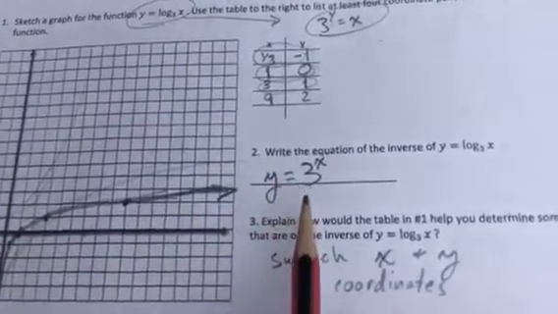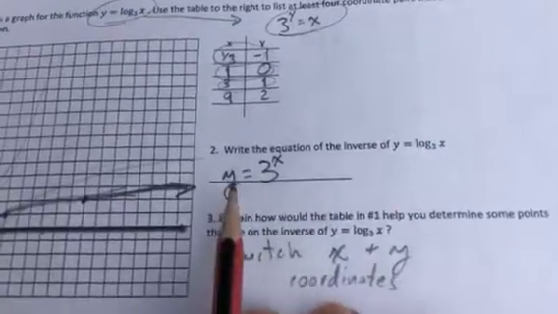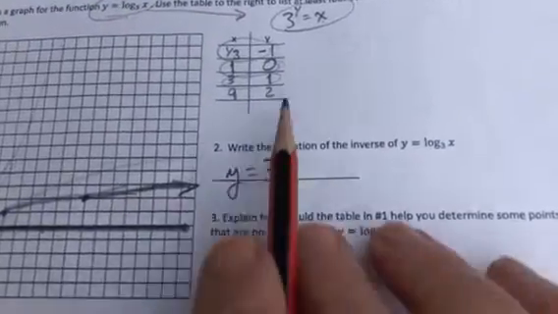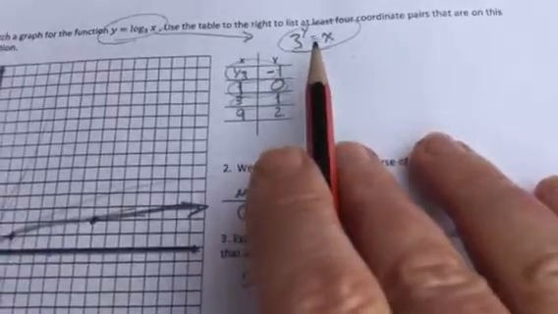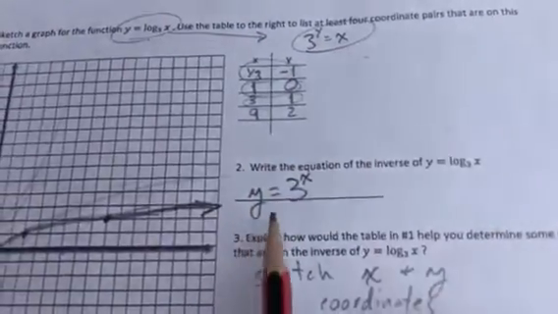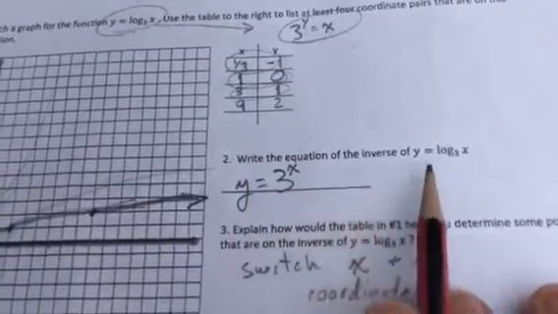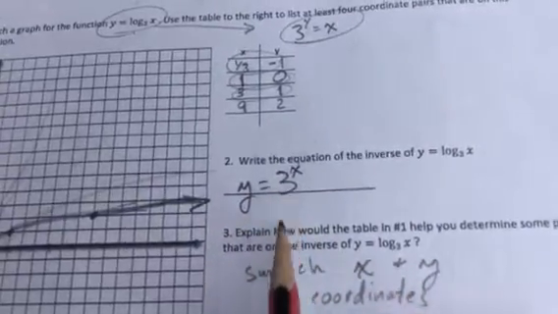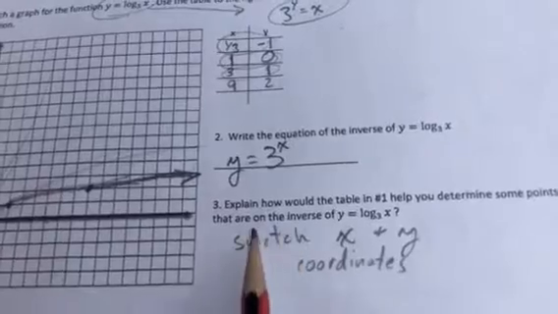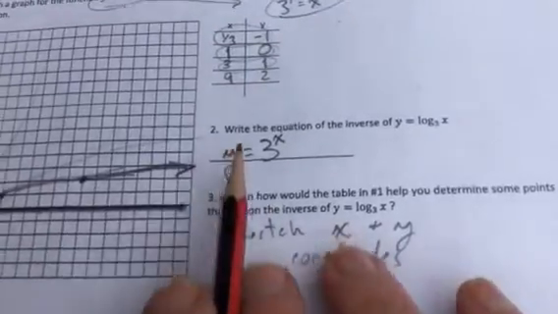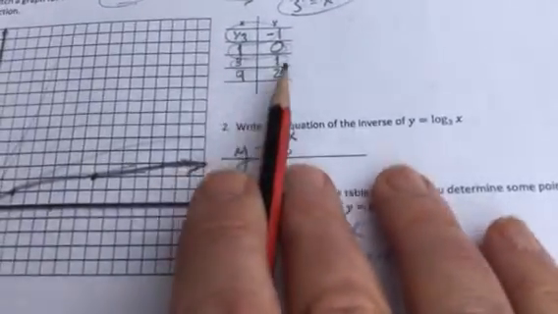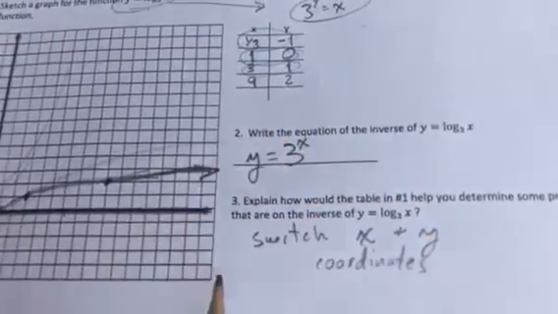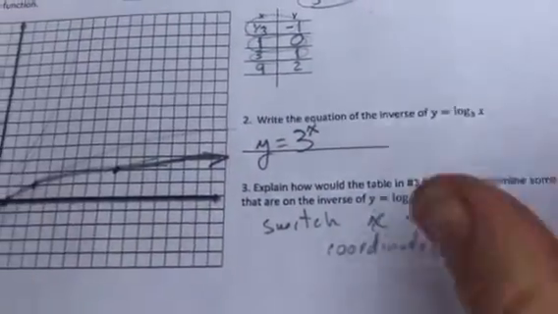This is the inverse equation of y equals log base 3 of x, y equals 3 to the x. Notice that it's just the inverse of that as well. It's taking the x and y and switching places. So the inverse of a log is this exponential idea, 3 to the x. And if you wanted to get some coordinate pairs on this inverse equation, all you would have to do would be to switch x and y values. Okay? So there we go.